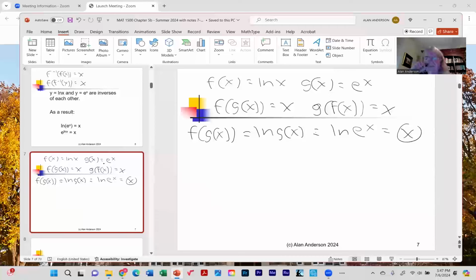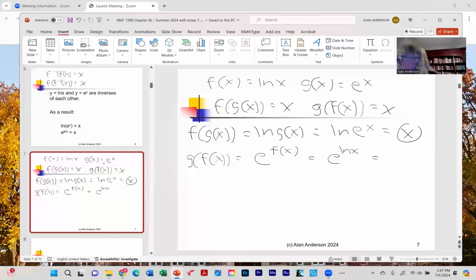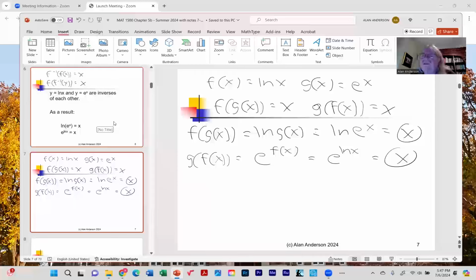All right, so we know that this is going to equal x because, again, this is the natural log base e. And then we have to do the opposite. So g of x is e to the x. We replace that x with f of x. And based on the properties of logarithms, this is also equal to x. All right, so there we are, our proof that these two are inverses of each other.